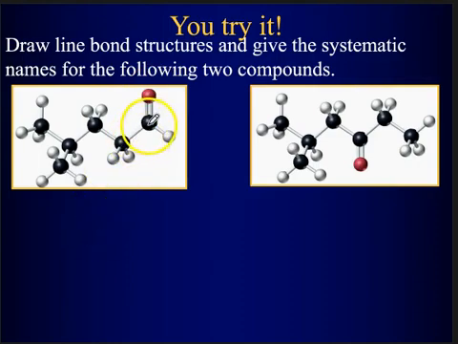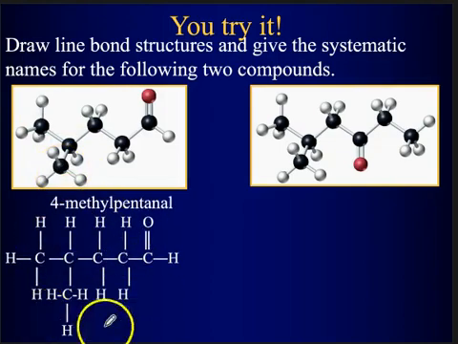All right, for the first one I see I have an aldehyde group, a C double bond O with an H, and it's 1, 2, 3, 4, 5 carbons, so it'll be a pentanal with 1 carbon hanging off. Here would be the line bond structure or the structural formula. Like I said, you could draw this as a skeletal formula if you want. That would look like this. So that would be the skeletal structure.